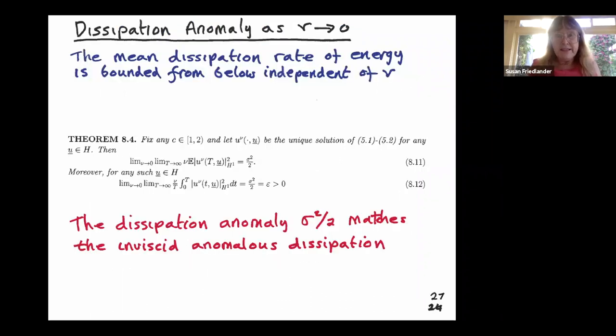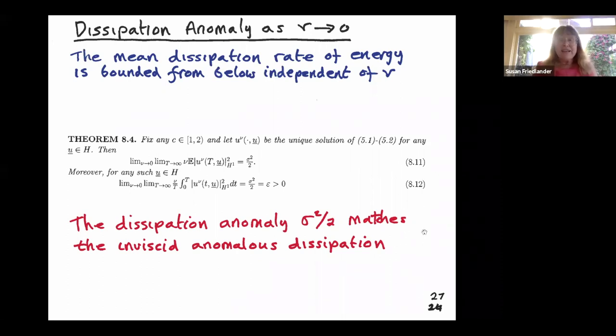And then using this, we can look at the limit of vanishing viscosity. We can obtain an expression for the mean dissipation rate of energy and show that it is bounded below independent of nu. And even more than that, we can explicitly obtain an expression for this dissipation rate in the limit of vanishing viscosity. And it's an explicit expression, sigma squared over 2, sigma being the strength of the noise. And this dissipation anomaly matches exactly the computation of the anomalous dissipation for the inviscid model.